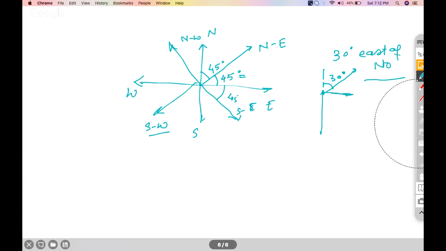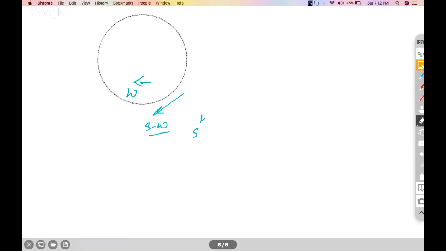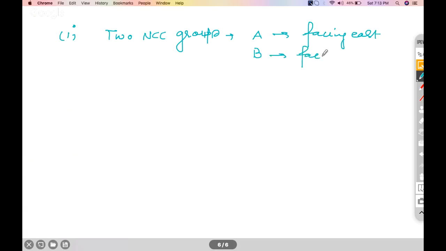Okay, now write down a question. I'm orating this question, please write it down. And the question is: two NCC groups, A and B. A is facing east and B is facing west. Yes, east and west.